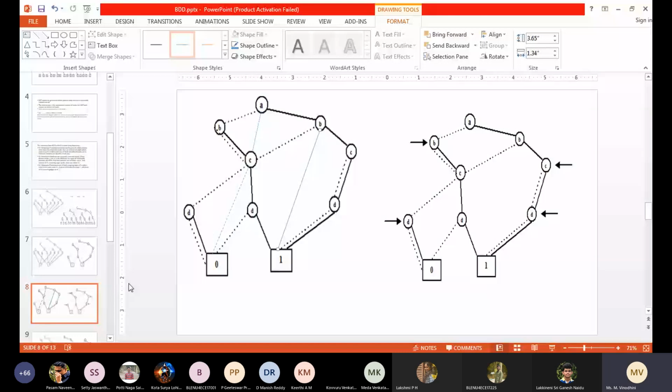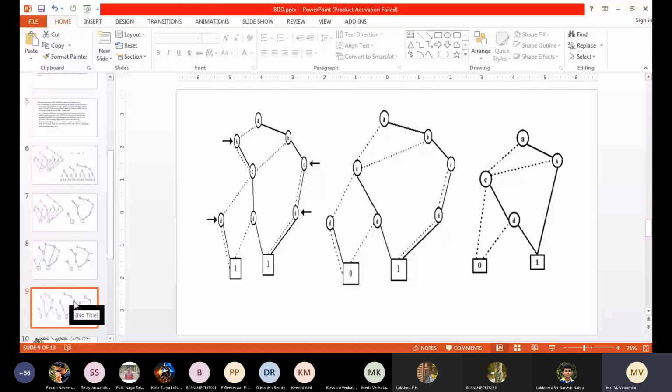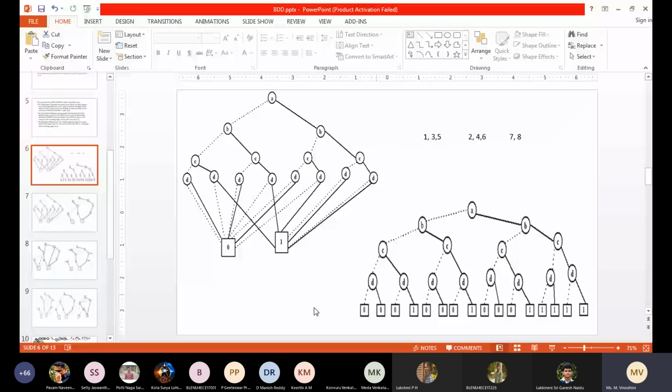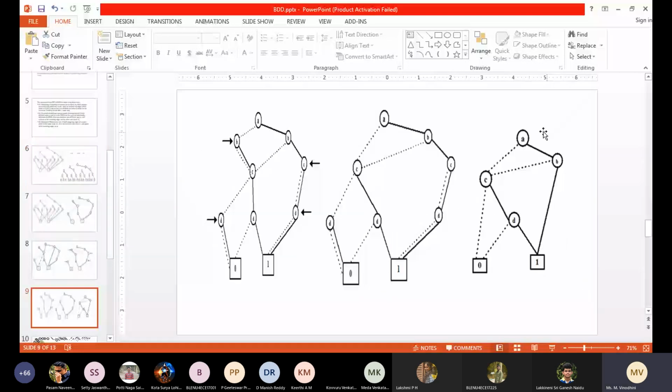See these, in the first step I will get this one and this one as a redundant node. Again when I redraw, in the second step only I will get this also as a redundant node. So this will be my final diagram. So you see how big this binary decision tree was. Now finally the BDD or RoBDD or RBDD is such a small diagram. So this is how we reduce.